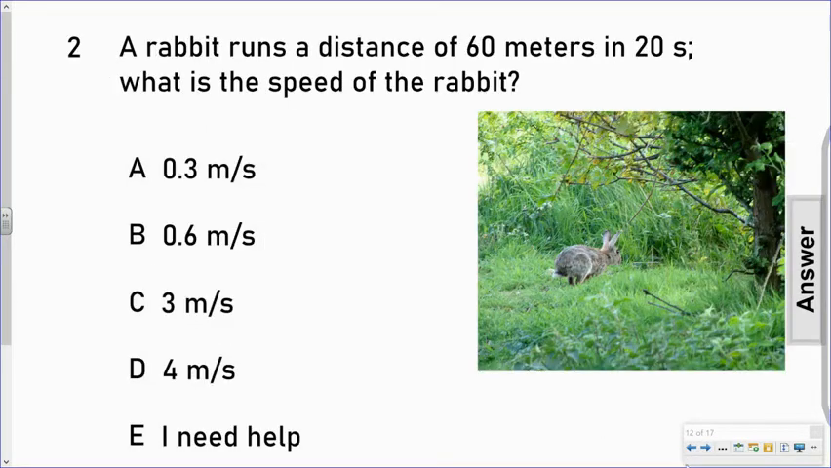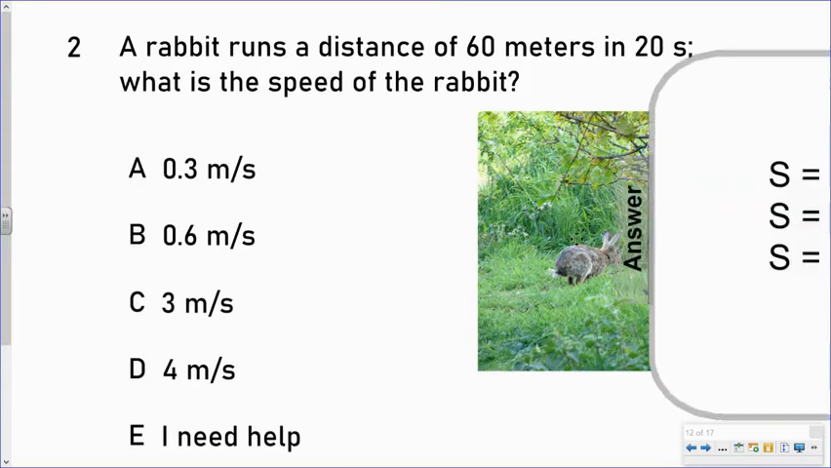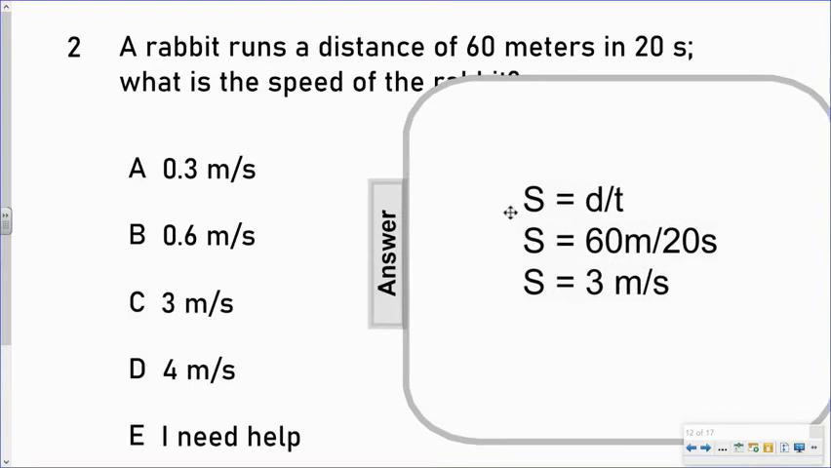For the next question, a rabbit runs a distance of 60 meters in 20 seconds. What is the speed of the rabbit? If you got this answer correct, you would have used speed equals distance over time. We are solving for speed. That is the unknown in this problem. So we can plug in what we do know, which is distance, 60 meters, divided by time, which is 20 seconds, and you end up with 3 meters per second.